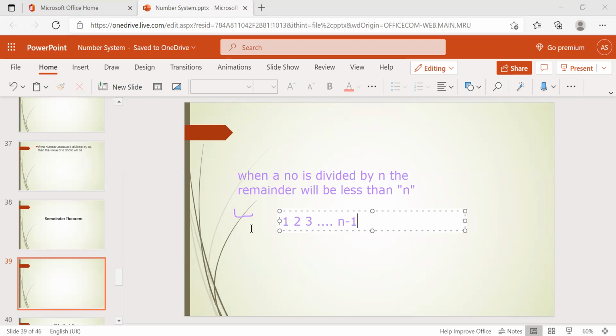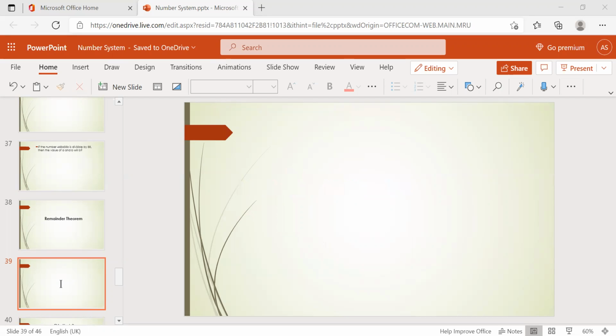Now we'll go for the negative remainder concept. What is a negative remainder? Don't think, oh no, that we get the remainder in negative. Generally we get the remainder in positive only, right? But I'm introducing a negative remainder.